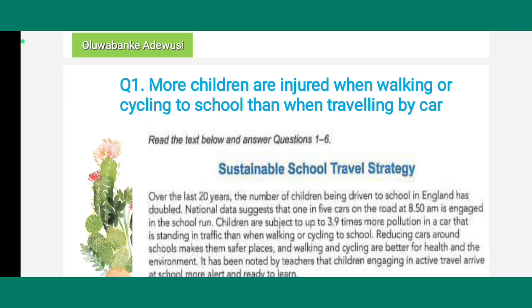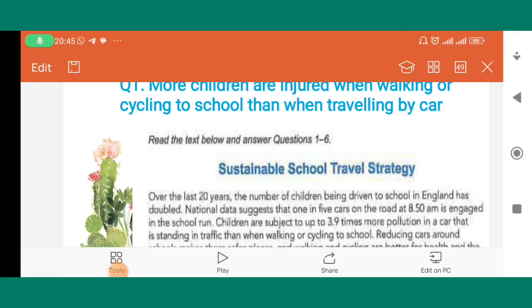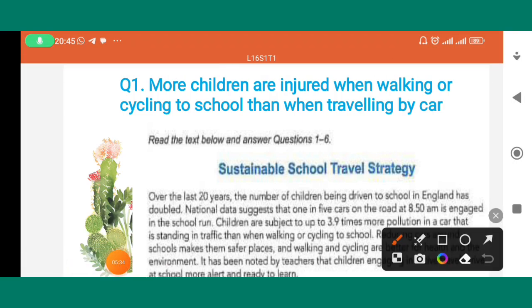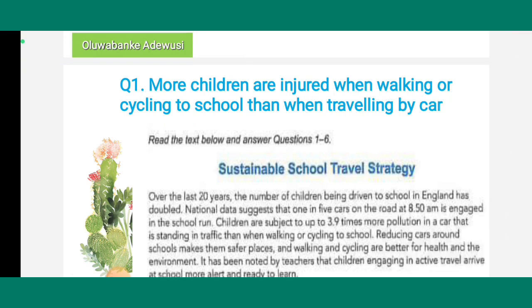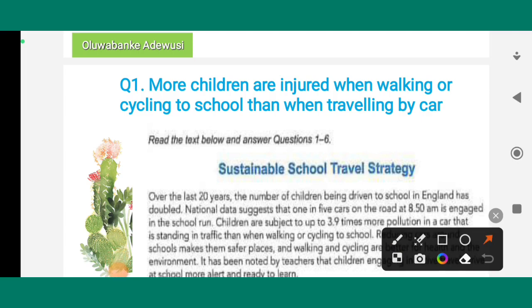Now, remember that there is this part in the question that talked about walking or cycling to school, right? Walking or cycling to school. And you can see here, somewhere here, children are subjects. Can I highlight that to you? Let me use red. So here you see children are subjects. When you look at this place, 3.9 times more pollution in a car that is standing in traffic than when walking or cycling to school.